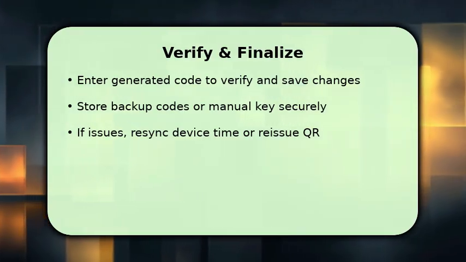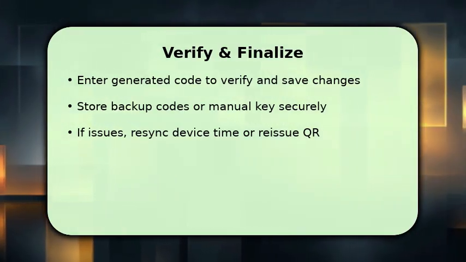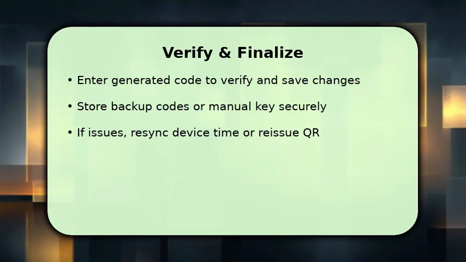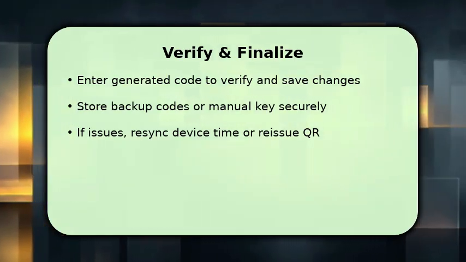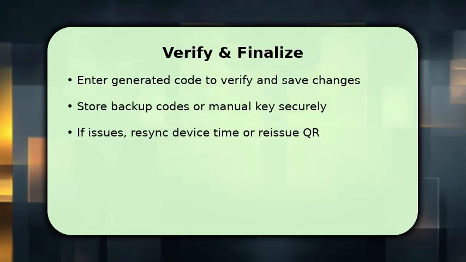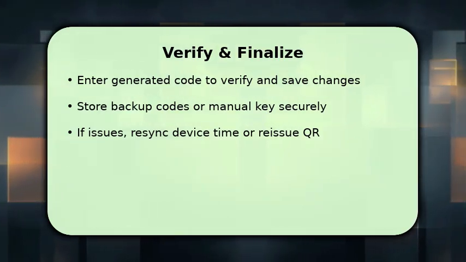If the code is rejected, first resynchronize your phone's clock and retry. If that fails, revoke the setup and repeat the QR scan flow. Reissuing the secret clears any earlier mismatched pairing and resolves most issues.